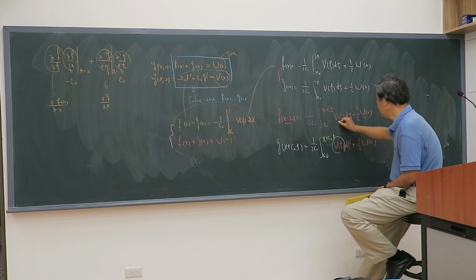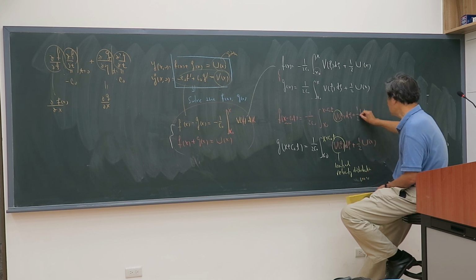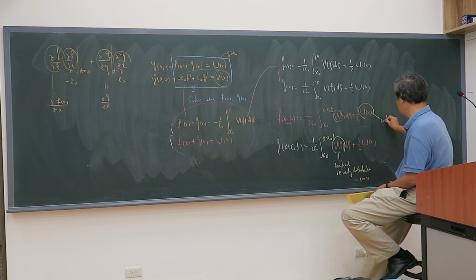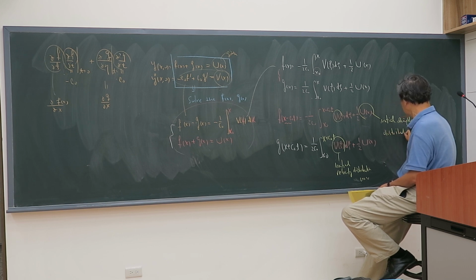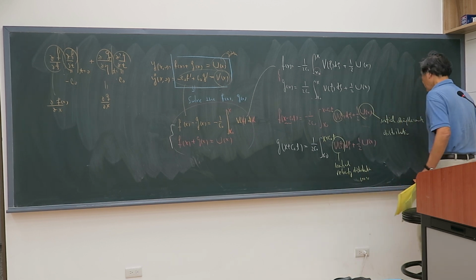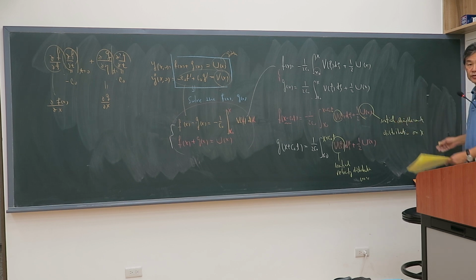So this is an initial velocity function, velocity distribution on x. And this is an initial displacement distribution on x, the range. Okay.